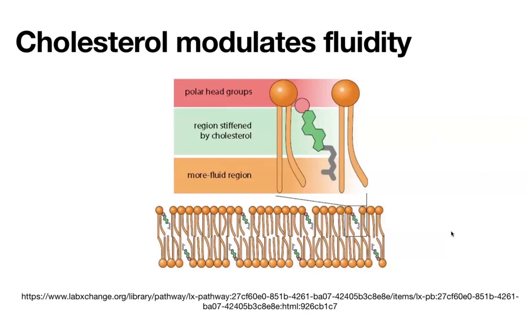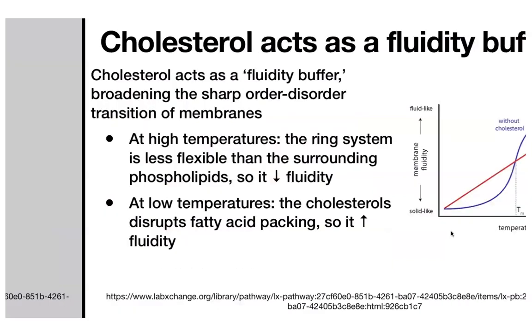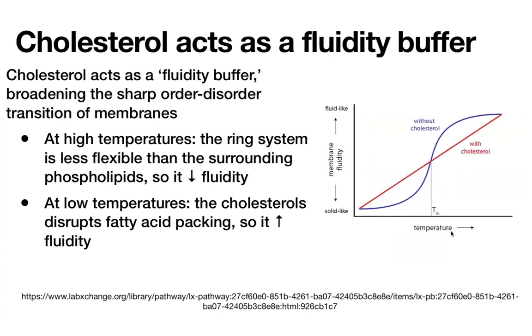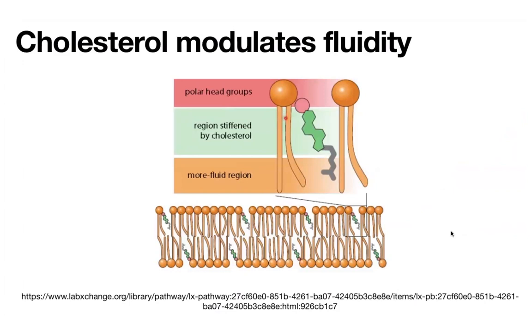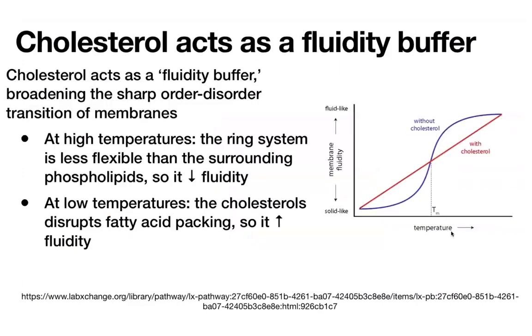And so what's going to happen is that if you're at high temperatures, when all the stuff around it is able to be really flexible, when all of this region of the phospholipids is moving all around, well, here the cholesterol, its ring system can't move around easily. And so this is going to help stiffen things up at those high temperatures. It's going to reduce the fluidity at those high temperatures. It's going to make it so that you have to have a higher Tm in order to get that same amount of fluidity. But what happens at low temperatures?